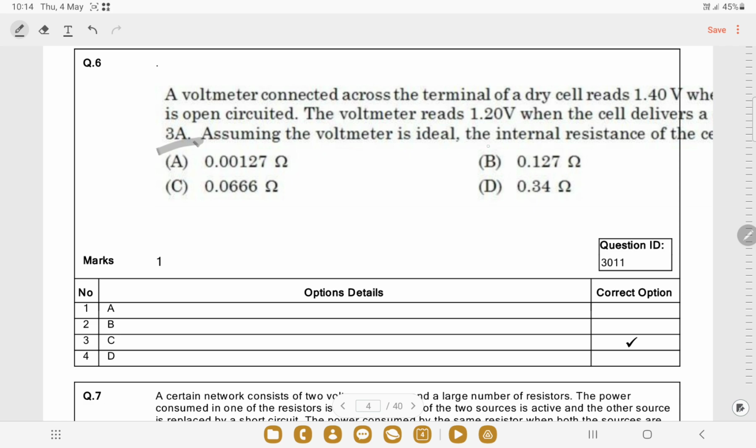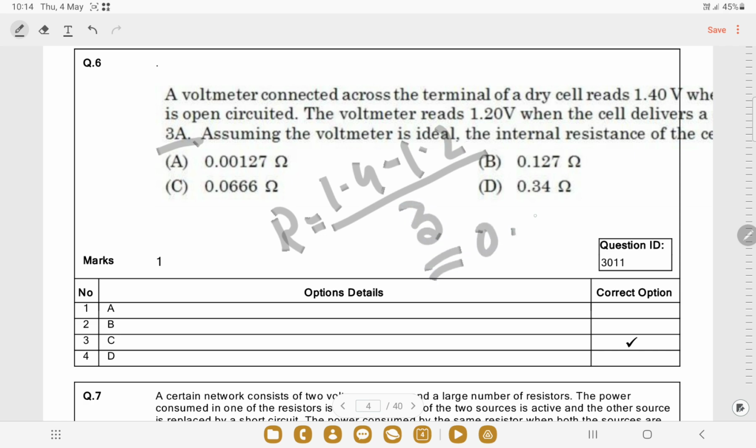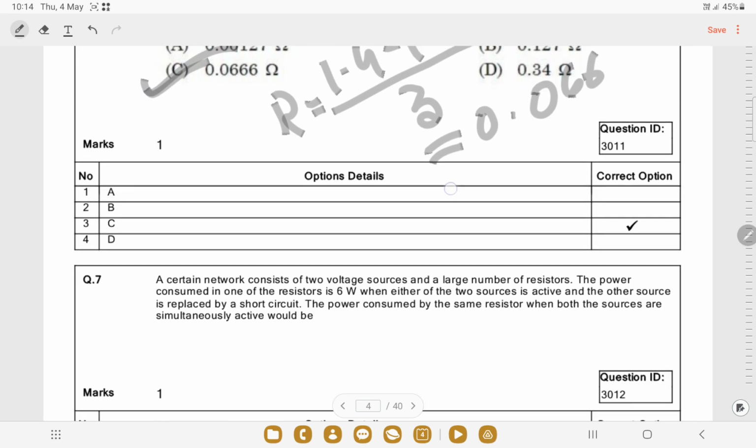So assuming the voltmeter is ideal, the internal resistance of the cell we can simply find out as R equal to V by I. V is given as 1.4 minus 1.2, divided by 3. If we solve this, we will get 0.066. So answer C will be the correct answer.